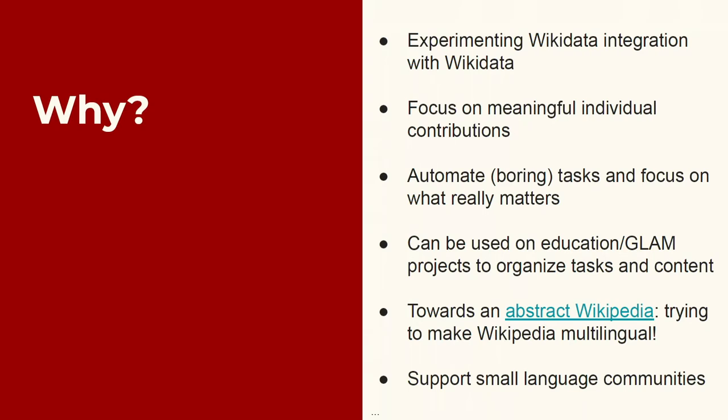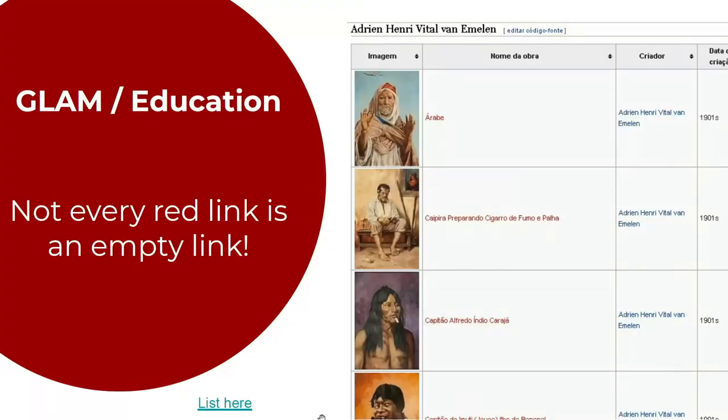And we're working on this concept of abstract Wikipedia. So Denny Vrandečić wrote an article super interesting about it, so I linked here too. And we also want to now support small language communities to fill the lack of content there. So this is an example of how we've been using this Mbabel tool for GLAM and education programs. I showed you earlier the bottom form of the Mbabel tool, but also we can make red links that aren't exactly empty. So you click on this red link and you automatically have this article draft on your user page to edit.